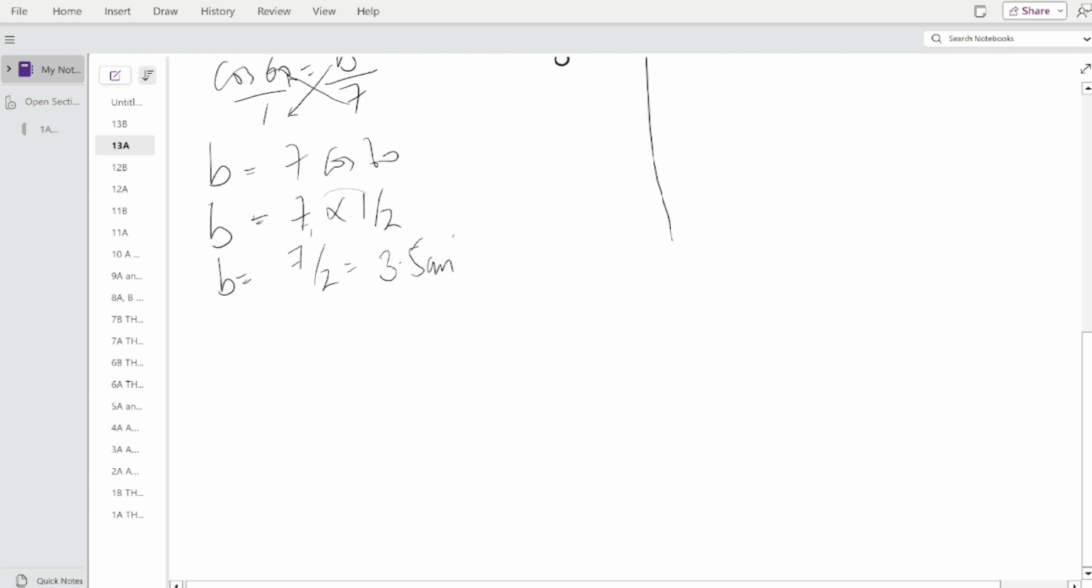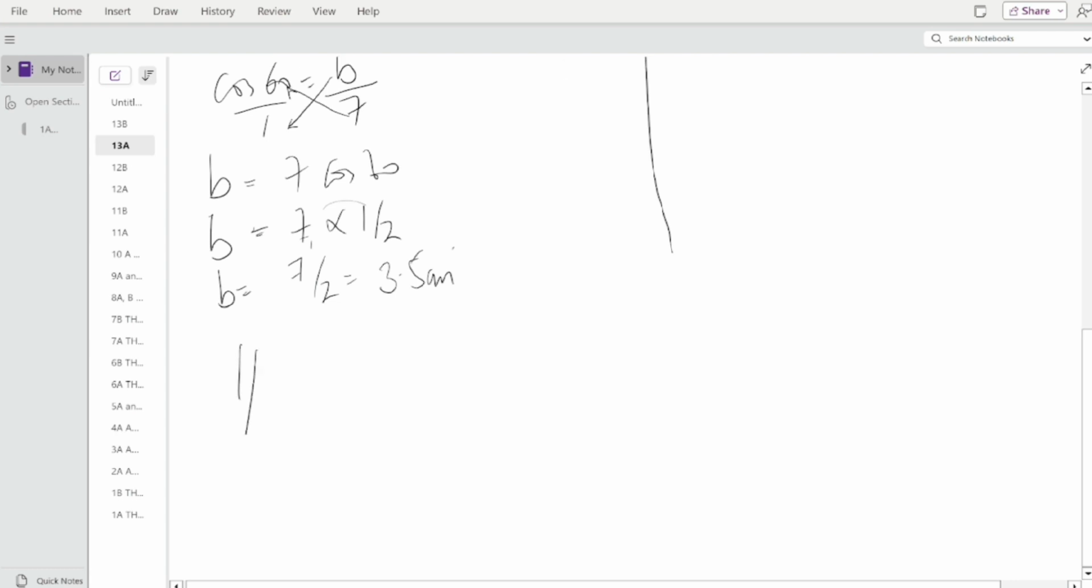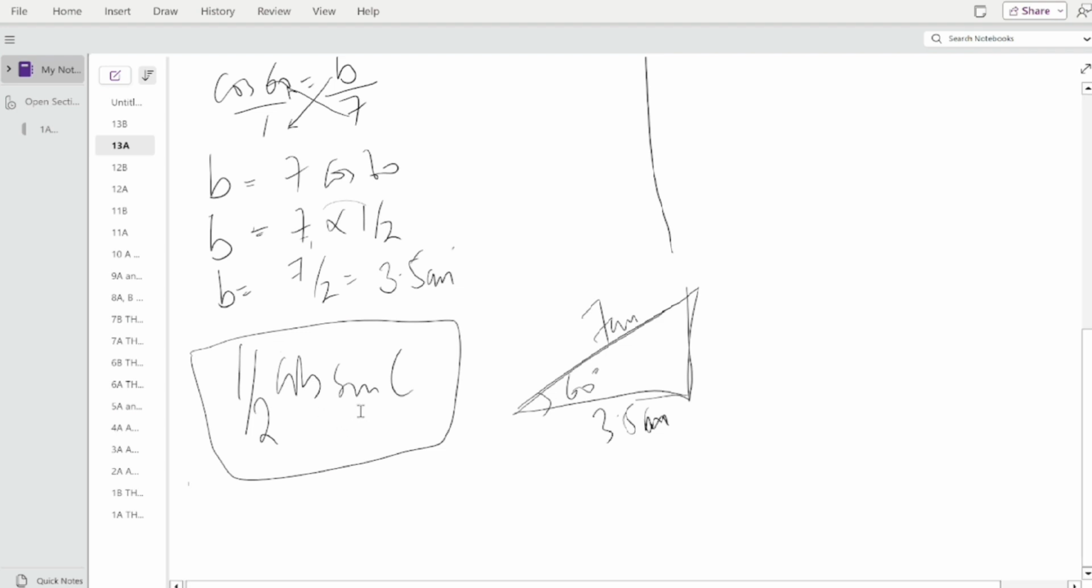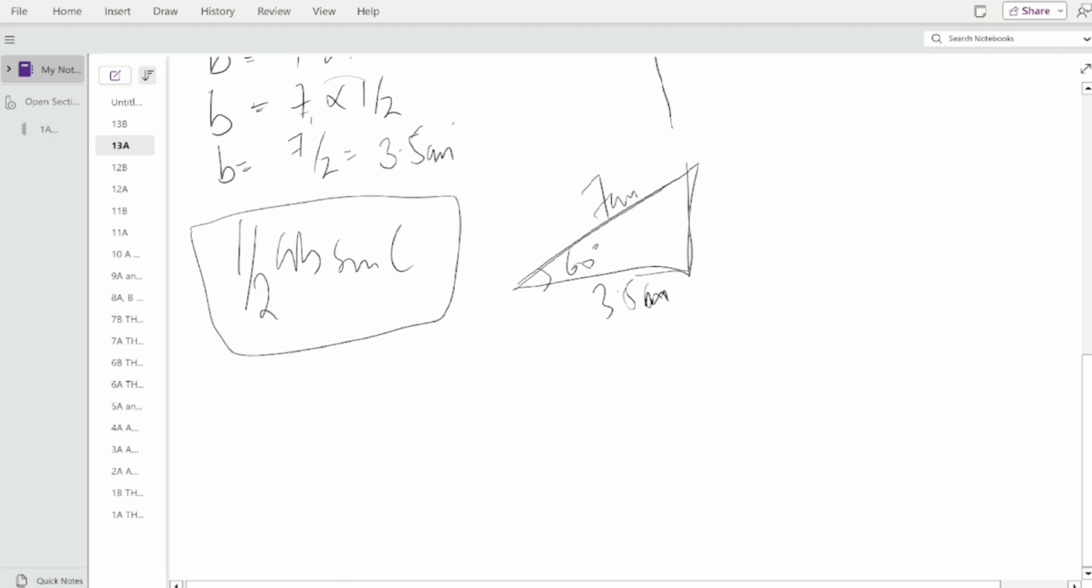We can then apply the formula for finding the area of a triangle that says half AB sine C. This is our diagram. We have here to be 60 degrees. We have this part to be 7 centimeters, and we have this part to be 3.5 centimeters. I'm emphasizing this because students need to understand when this formula can work for finding the area of a triangle. Note, the angle should be between the two other sides that are given, not between this and the opposite, for you to apply this particular formula.